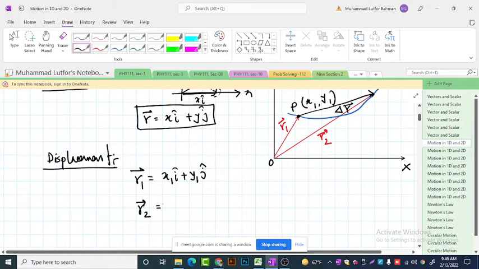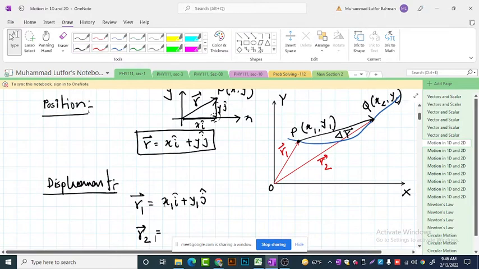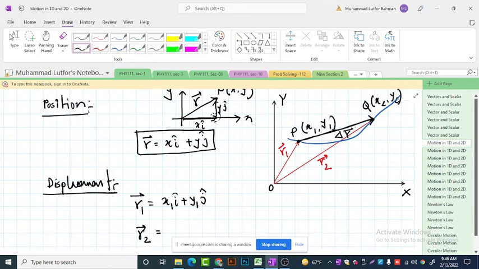Sir, I don't understand this. Which one? The last one, the del r vector. Del r is the distance between these two points P and Q. That is what I want to find out. I just expressed del r, but I still didn't find it. Did you get my point?